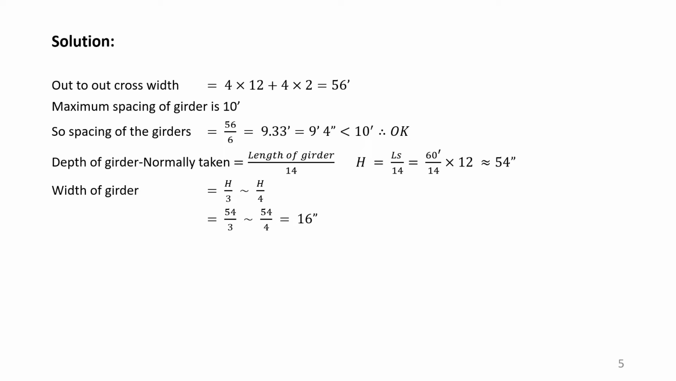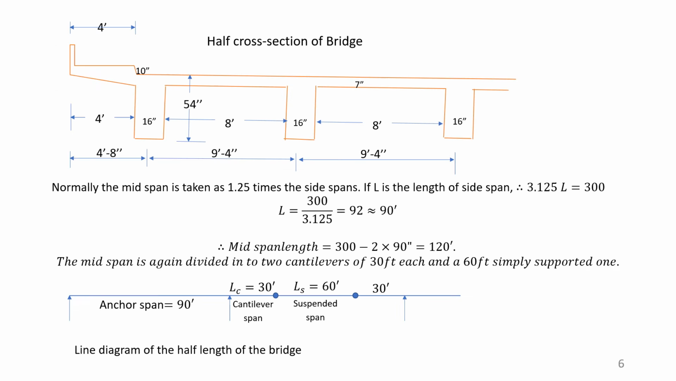Width of the girder normally is in the range of h by 3 to h by 4. Here h by 3 to h by 4, if you divide 54 by 3 and 54 by 4, it is in between, and the middle value is 16. That is why we have used 16 as the width of this girder, and we go to the next page.